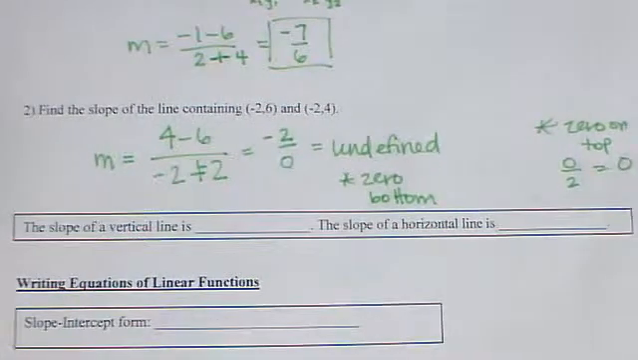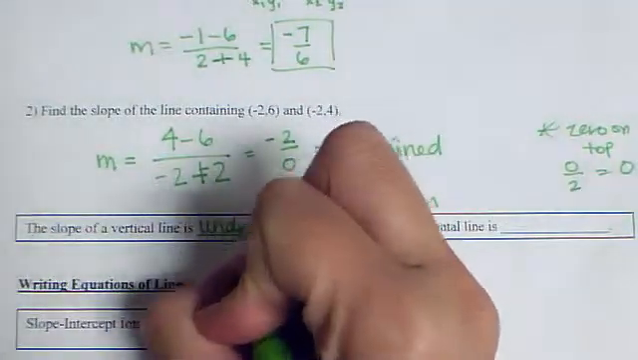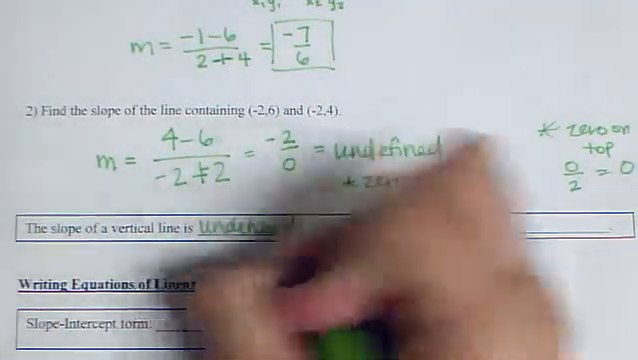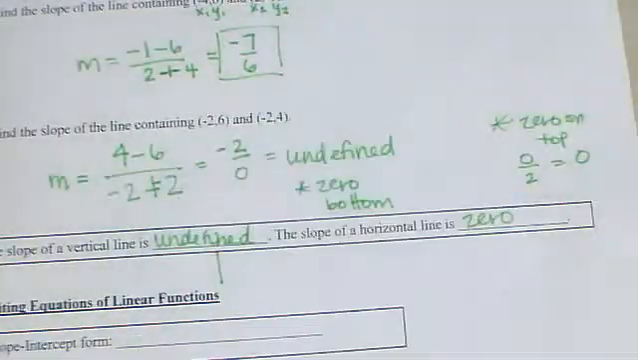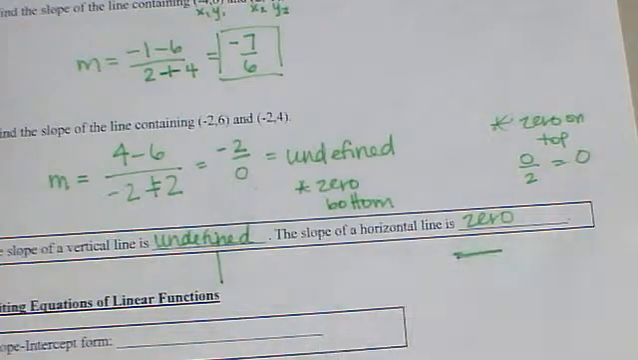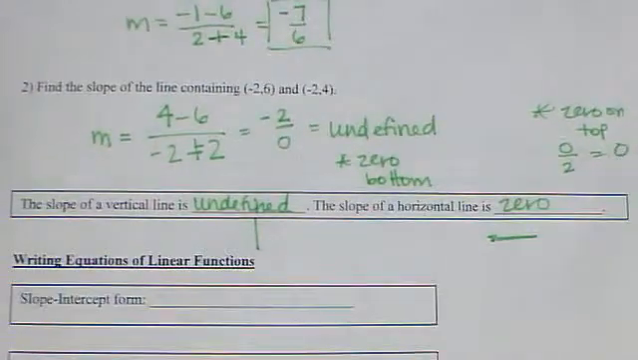Which brings us to this next little box of things that hopefully you remember, and that is that the slope of a vertical line is undefined. The slope of a horizontal line is 0. So this would look straight up and down like this. This would be similar to the y-axis, or the x-axis, excuse me.